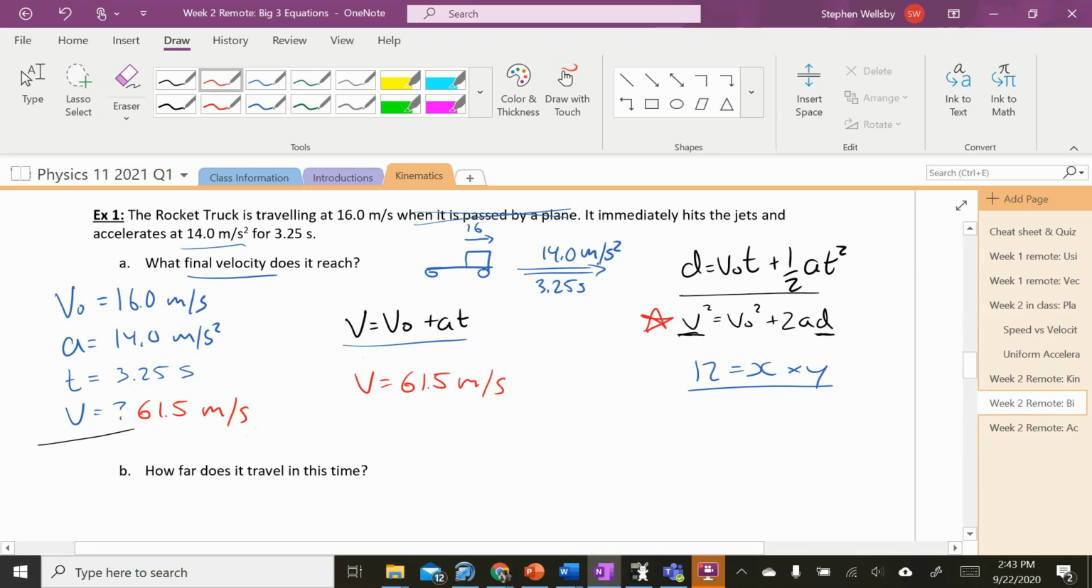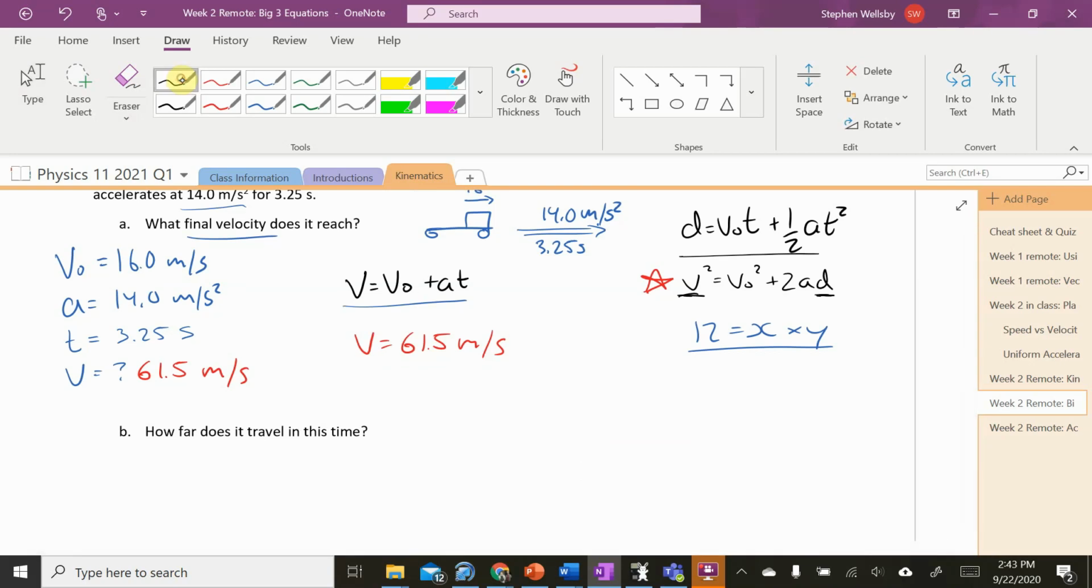And the reason why I'm doing that is because if we look at the next problem here, it's asking you how far does it travel in that time. Well, essentially what that's asking you is, what is the distance? Now at this point, we actually have two options to solve this. So take a look for yourself. These are the three formulas, 1, 2, and 3. Which of these formulas could we use to solve D?